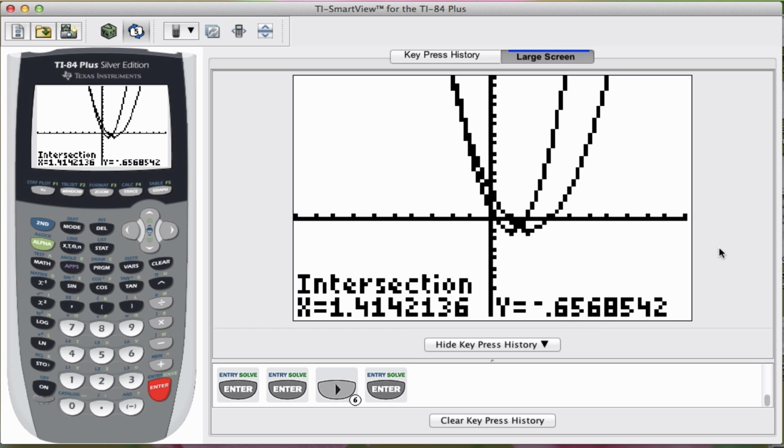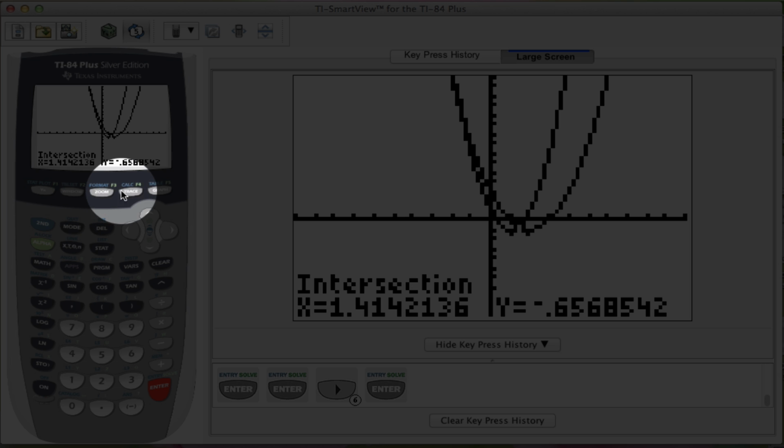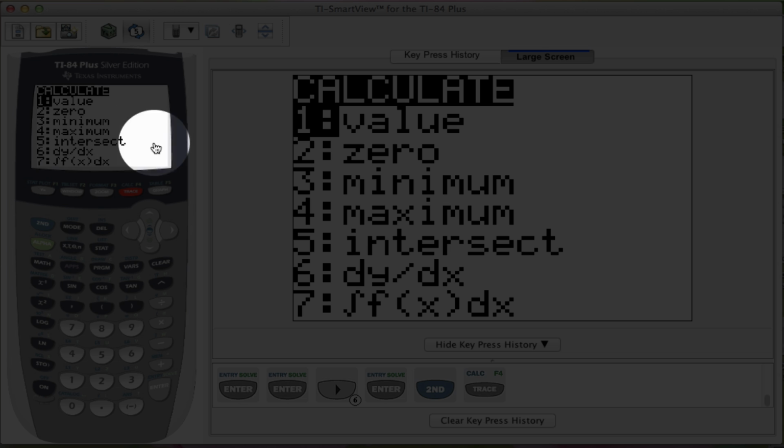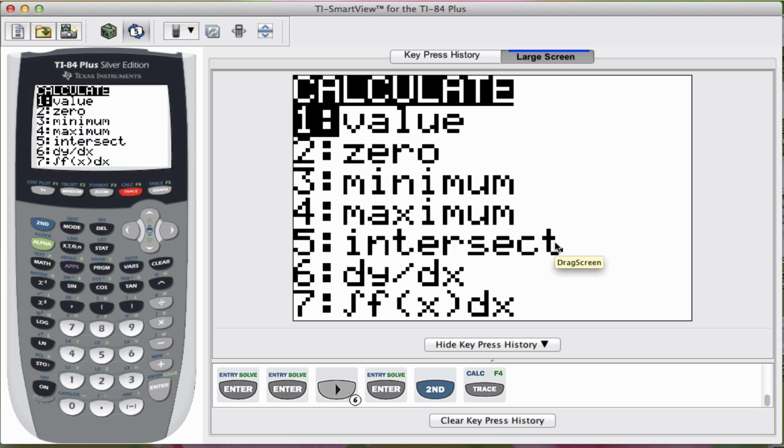Okay, so key things: when I graph it, we might need to change our window slightly just to see all the points of intersection. I'm pressing second, trace, and choosing option 5, which is intersect. From there, I'm just answering those 3 questions, first curve, second curve, guess, and it should give me my ordered pair.